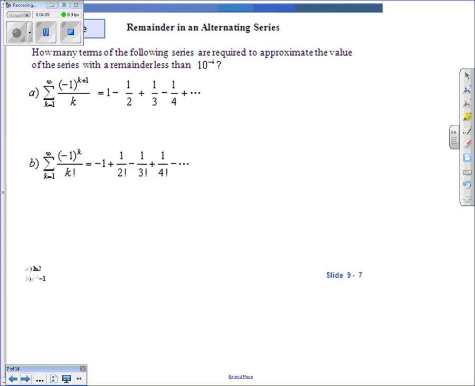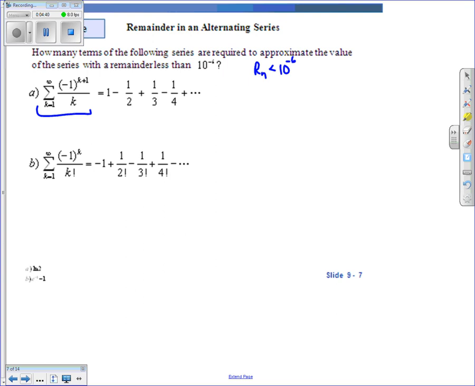Okay, so let's say we want to find out how many terms we need to actually add in this series to approximate the value of this series. And I want the error to be less than 10 to the minus 6. Okay, so if I want to find how many terms, but I want the error to be less than 10 to the minus 6, that means I want R sub n to be less than 10 to the minus 6. R sub n is that remainder. So it's how much off we are from the real answer.